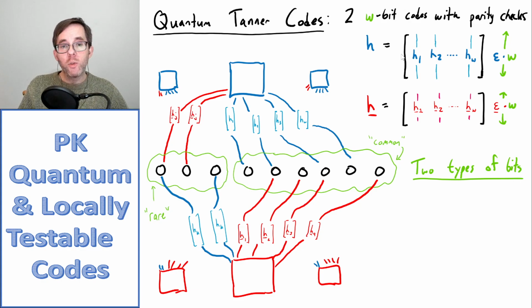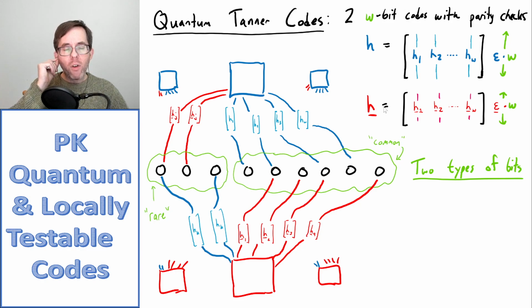So like with Tanner codes, we need to have these little constant size codes, and just because everything needs to have a twin in this construction, we're actually going to take two potentially different little codes, which I called blue H and red H. And just in case you can't tell the difference between red and blue, I'm always putting an underline as well for the red side. So we have H and H underline.